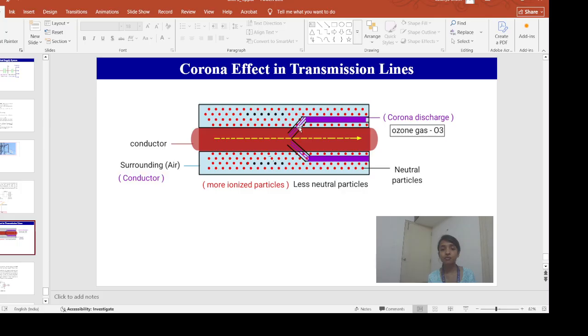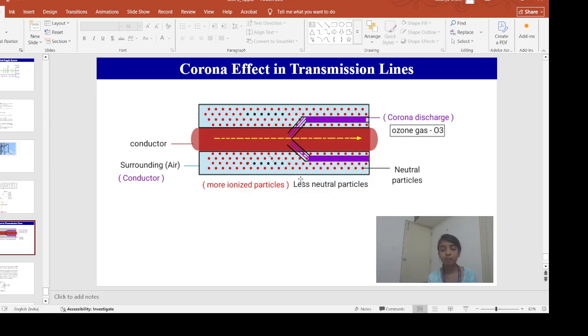What is that? Suppose you have a conductor; in the conductor we have free electrons, and this conductor is surrounded by air. Air we know is a dielectric, but it is not a perfect dielectric, because in air we have free electrons and ionized particles, right? Now if you increase the voltage across the conductor, what will happen? When the voltage crosses some critical value, a huge amount of temperature will be generated inside this conductor. As a result, since this conductor is surrounded by air, these air particles will also get ionized.